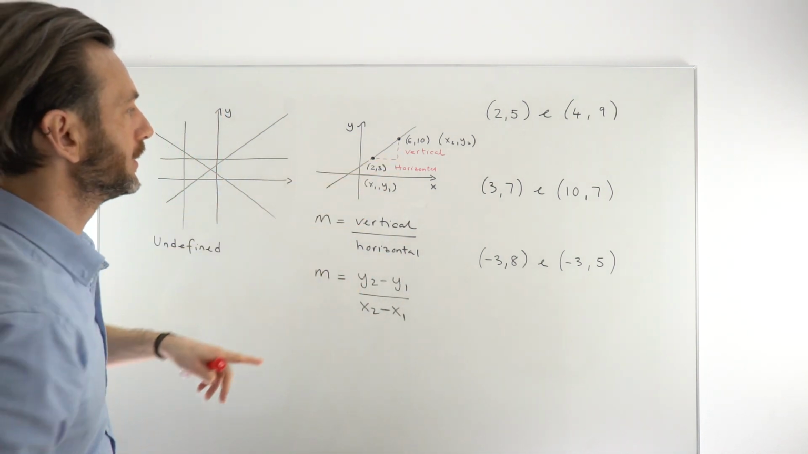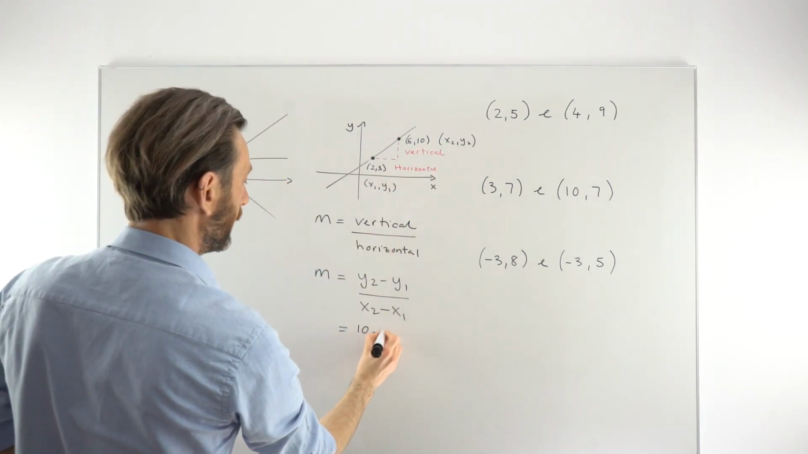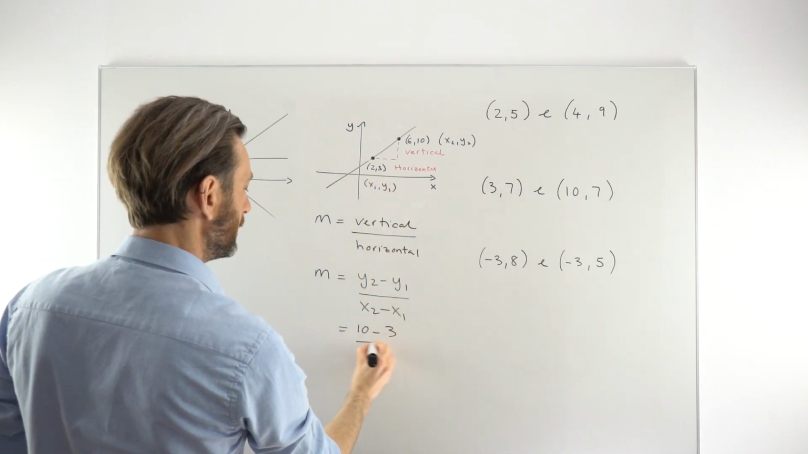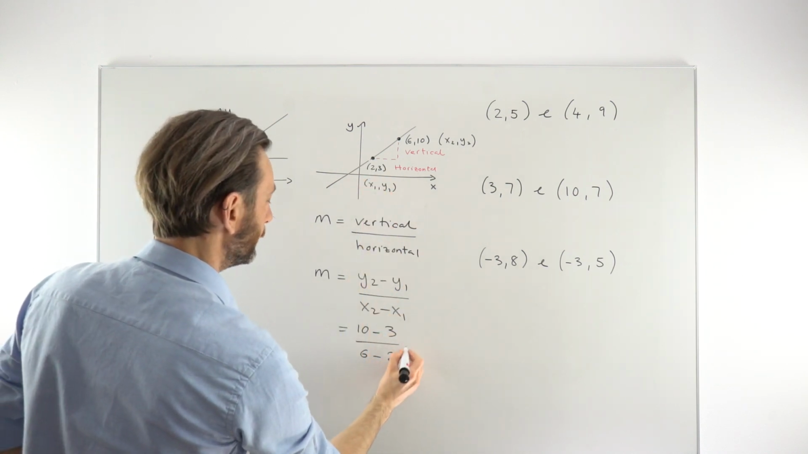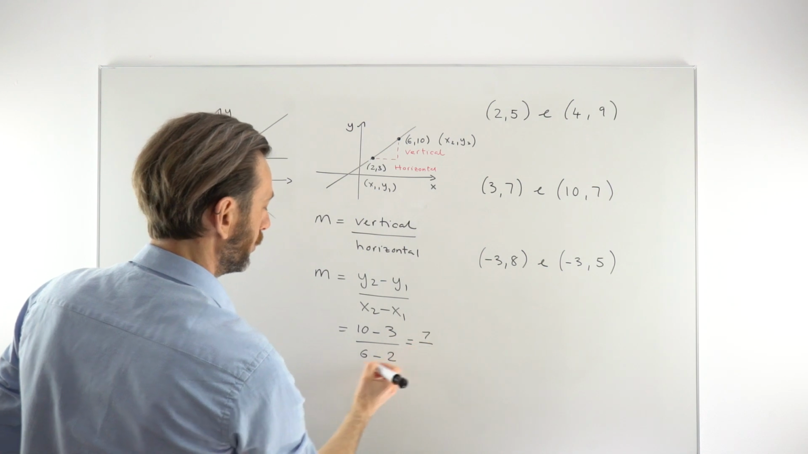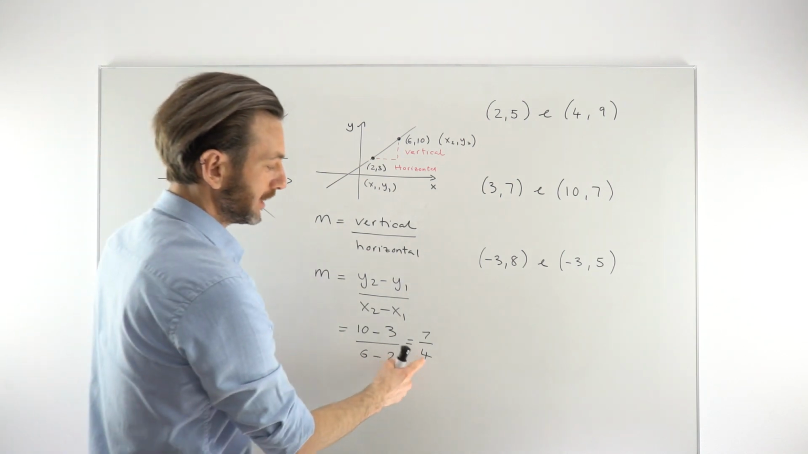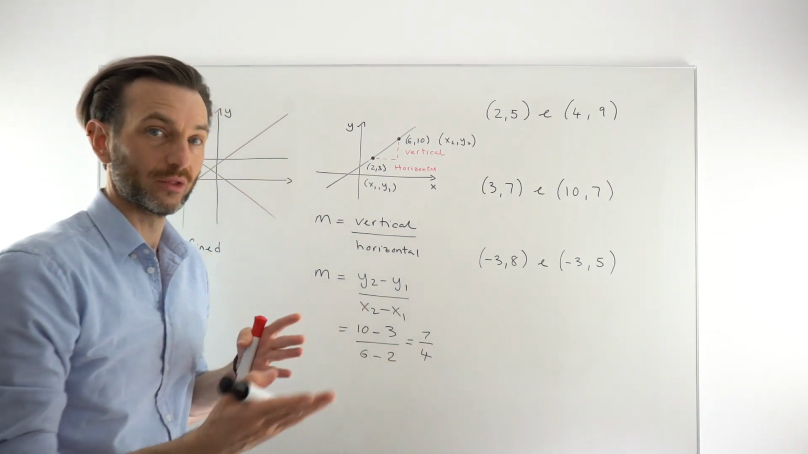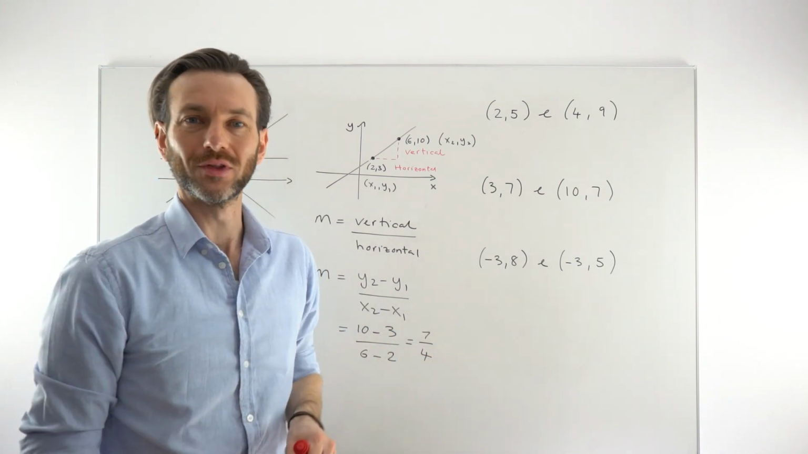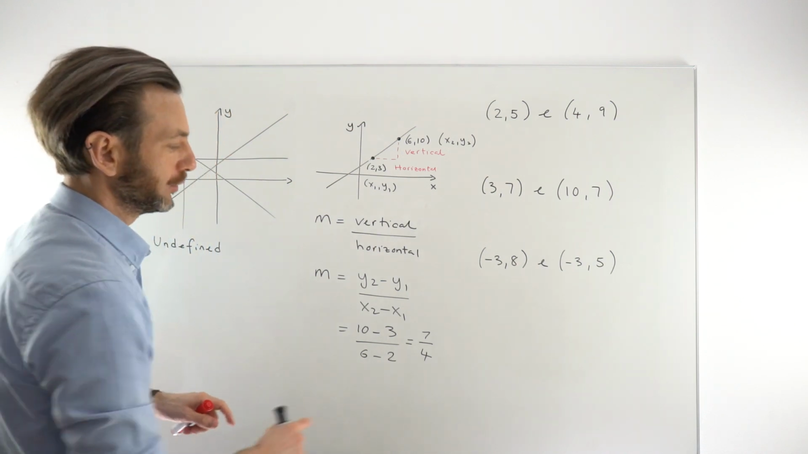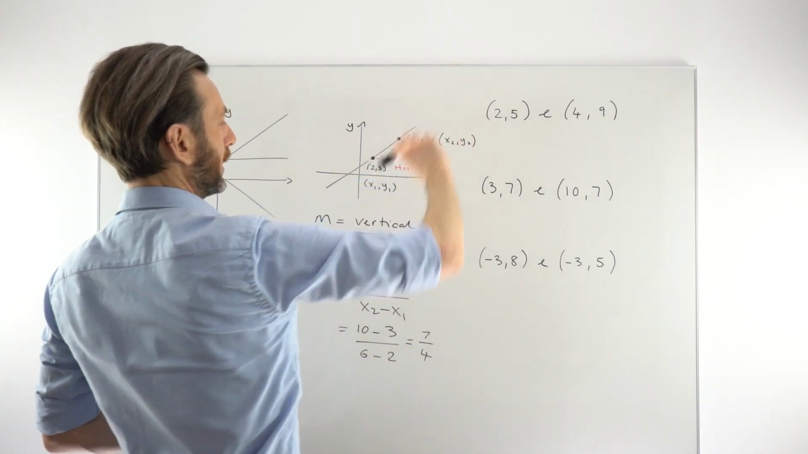So for my example here, the y2 would be 10. The y1 is 3, so it's 10 minus 3, divided by x2, which is 6, minus x1, which is 2. So I get 10 minus 3 is 7, over 6 minus 2 is 4. So my gradient comes out to be 7 over 4. And if you need to process that on a calculator to get a decimal, then that's fine. Sometimes these will be whole numbers, sometimes decimals, sometimes fractions, it just depends. It could be all of those options. But notice that it came out to be a positive number, which is what we expected because the line was sloping up to the right.